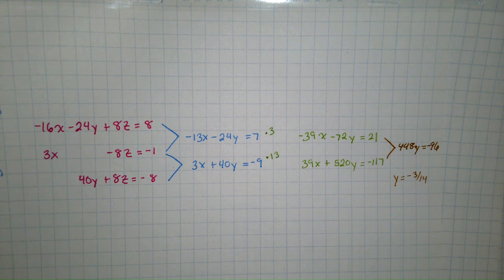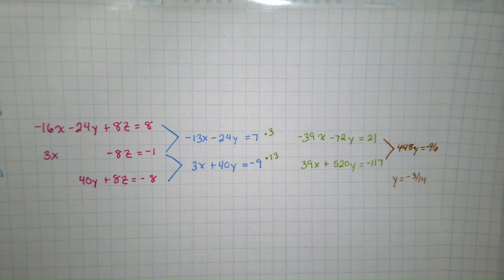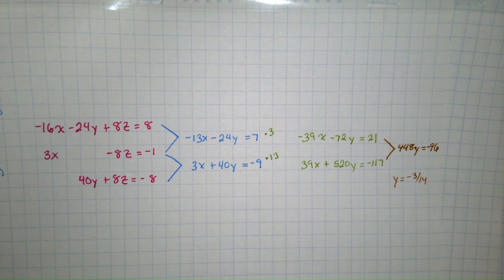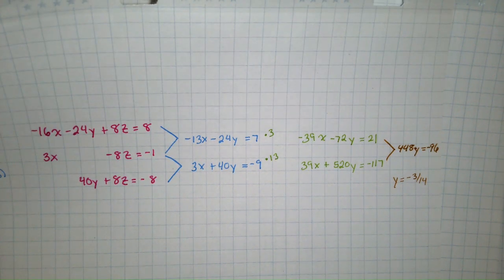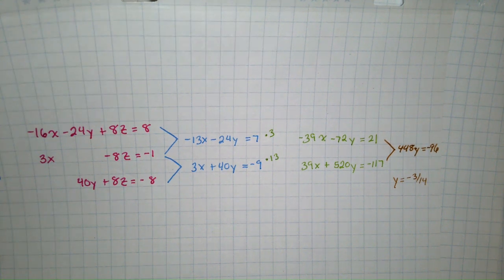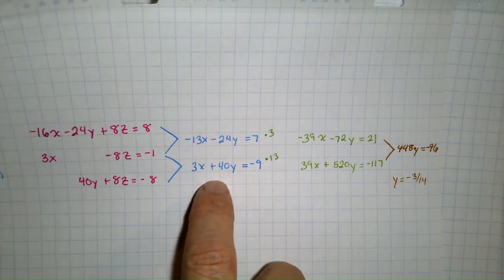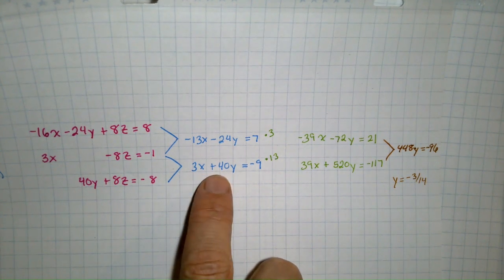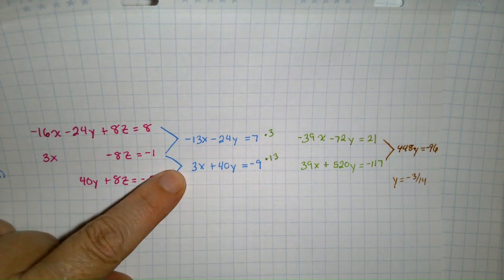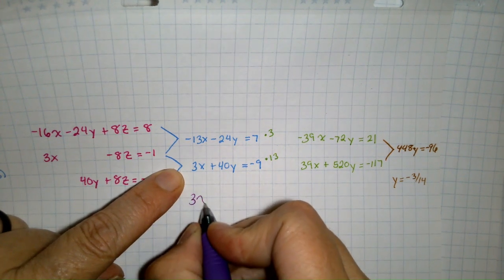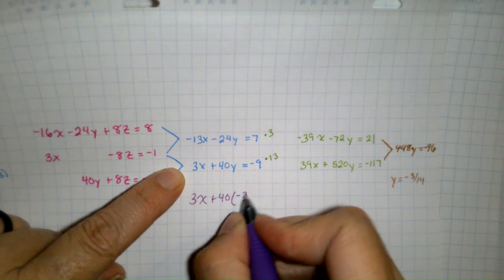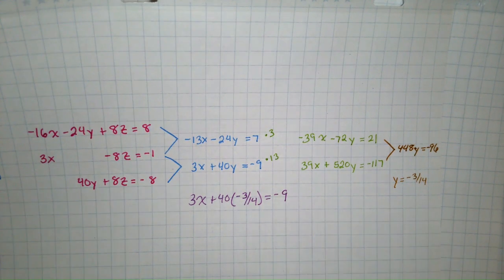So from there, now we're going to go back substitute, right? When we back substitute, we can choose these with the bigger numbers that are in green, or we can choose one of these with the smaller numbers that are in blue. That's what I'm going to prefer to do, is I'm going to choose that. And again, I generally like doing the positive coefficient, so 3x plus 40 times that negative 3/14 equals negative 9.